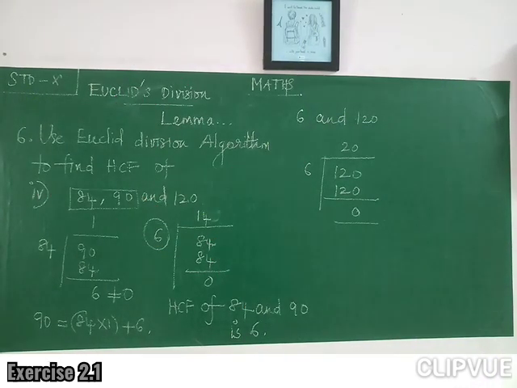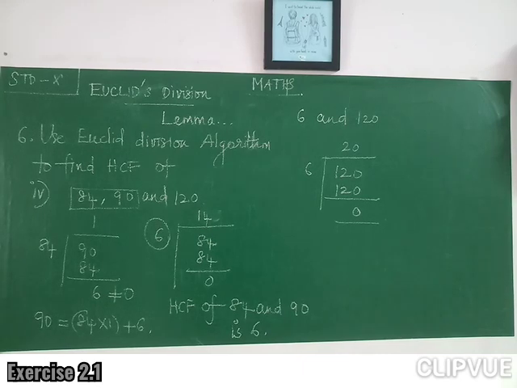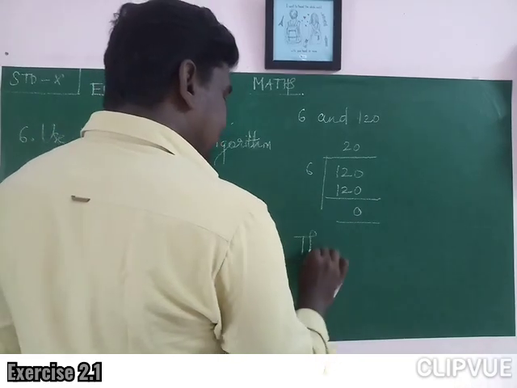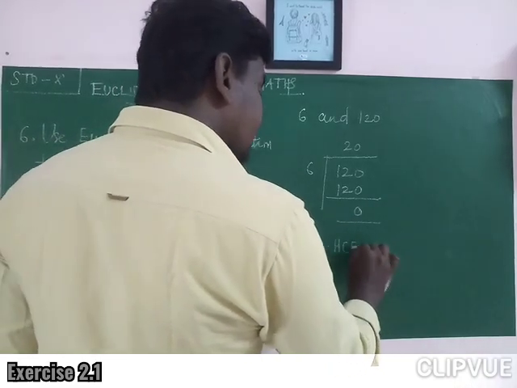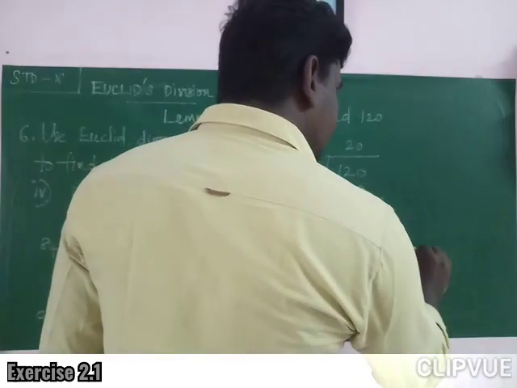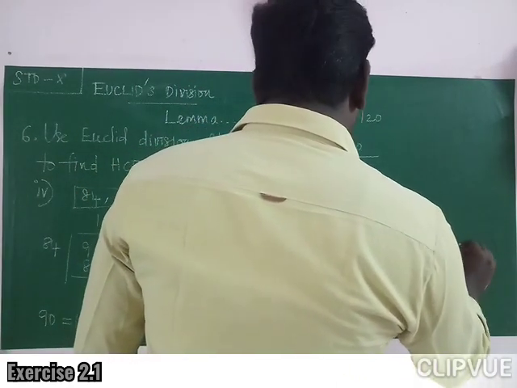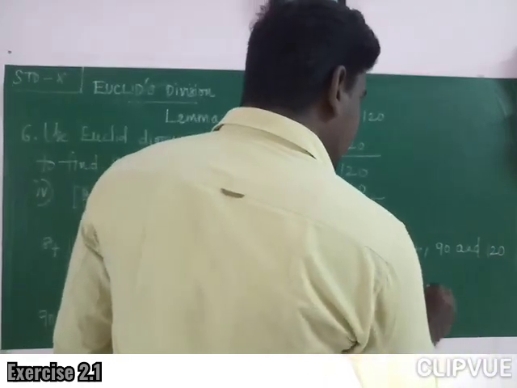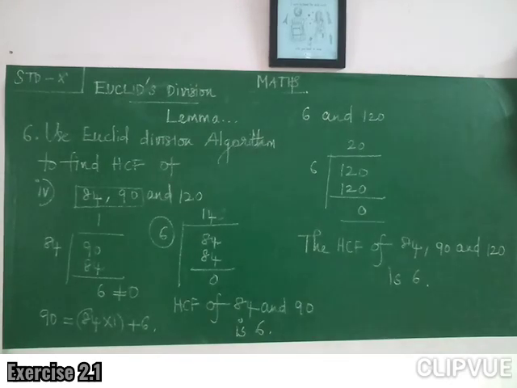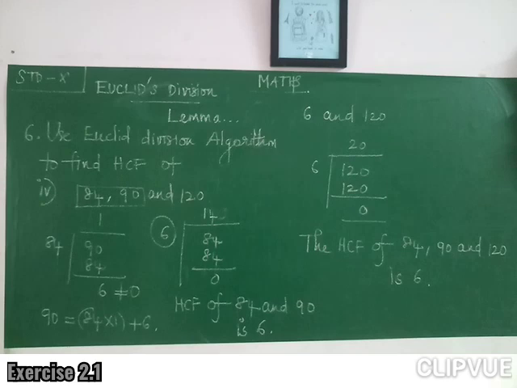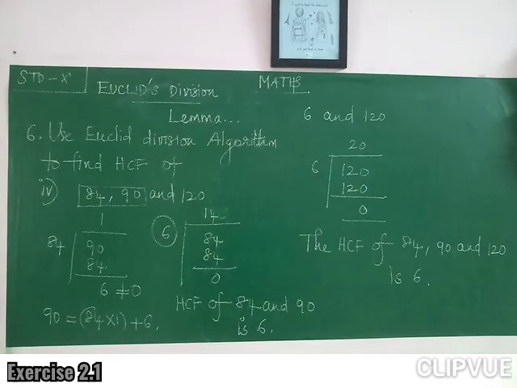6 into 20 is equal to 120. 6 2s are 12. So 20. So it leaves a remainder 0. Therefore the HCF of 84, 90 and 120 is 6. HCF of 84, 90 and 120 is 6. Try to solve example problems.